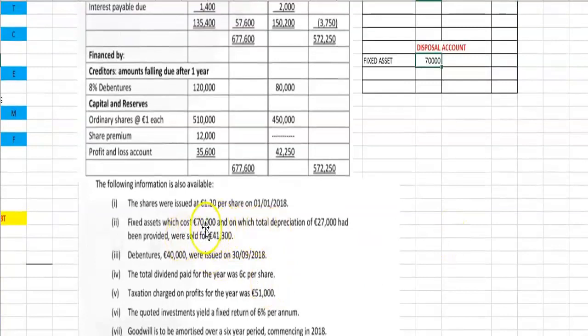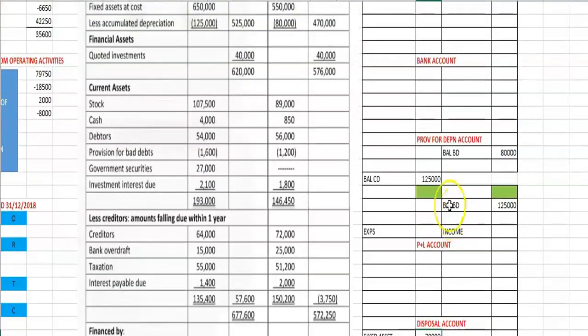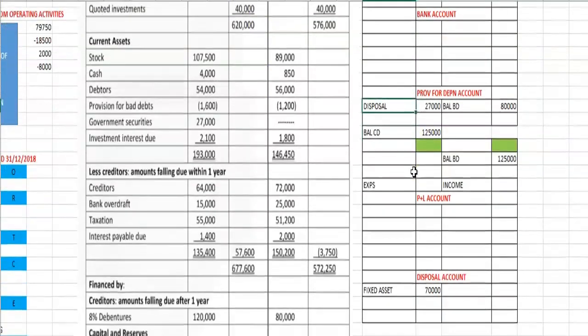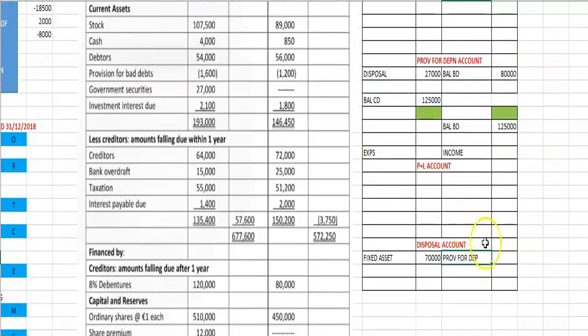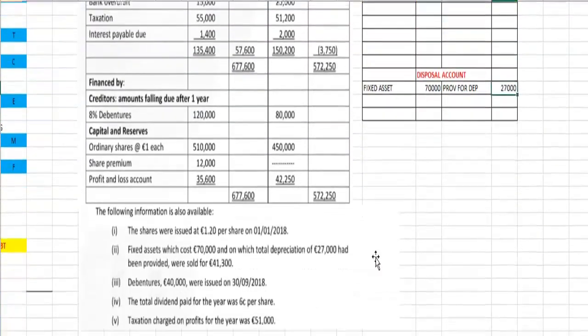You're told that that asset which you disposed of had depreciation accumulated on it of €27,000. So now that you're getting rid of that asset, you must get rid of that depreciation out of the depreciation account. So you would have made an entry on the debit side, and the other side of that entry will go into the disposal account on the credit side in this case. So essentially you're removing all traces of that old asset from the accounts.